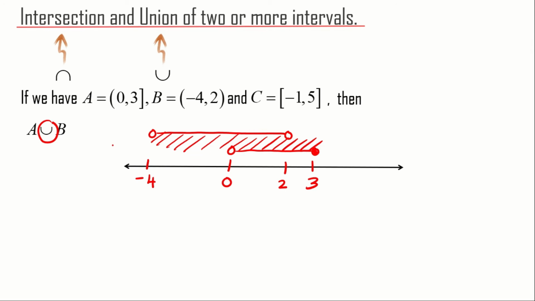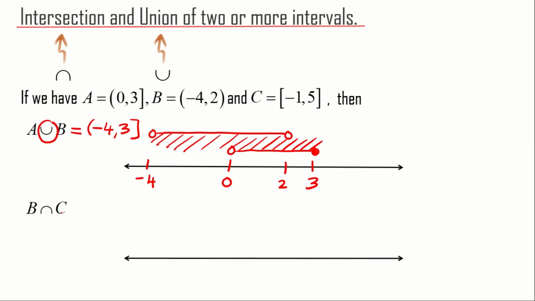So A union B is equal to from -4 until 3. So -4 is open, so round bracket, and 3 is closed, square bracket. Okay, then how about B intersect C?